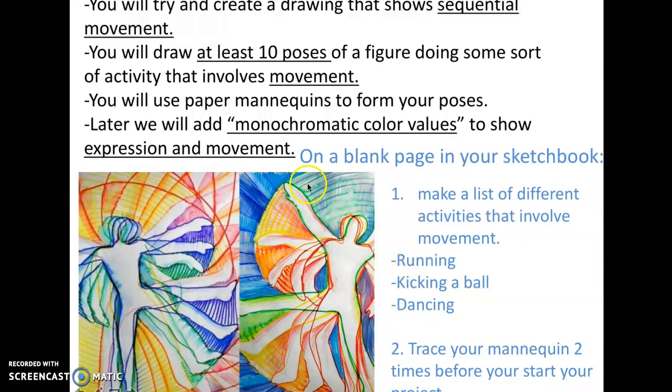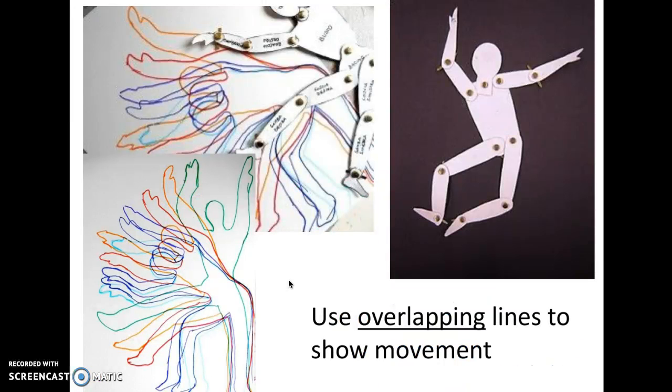What you're going to do first is, in your sketchbook, on a blank page, make a list of some different activities that involve movement. They could be simple, like running or kicking a ball, maybe a sport like dancing. Make a list and then pick your favorite one that you would like to do for your final project. Then you're going to trace your mannequin 1 or 2 times in your sketchbook, just as practice before you start on your final project, just to get the feel of tracing the mannequin.